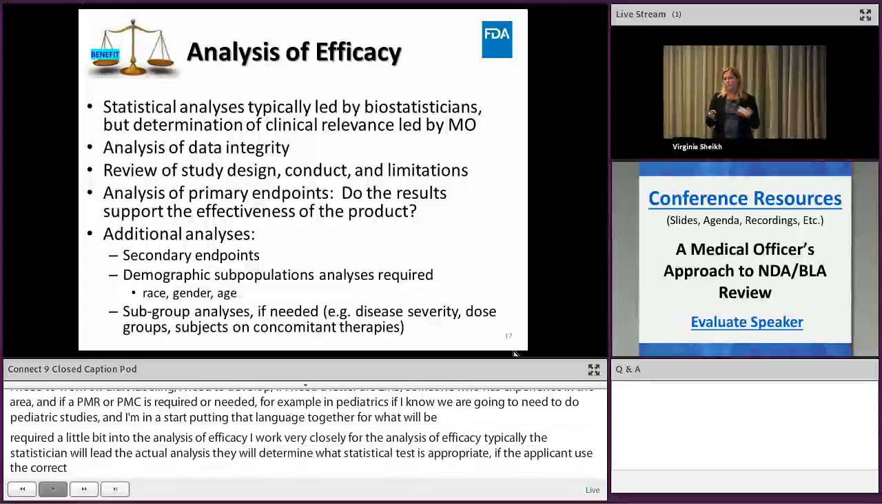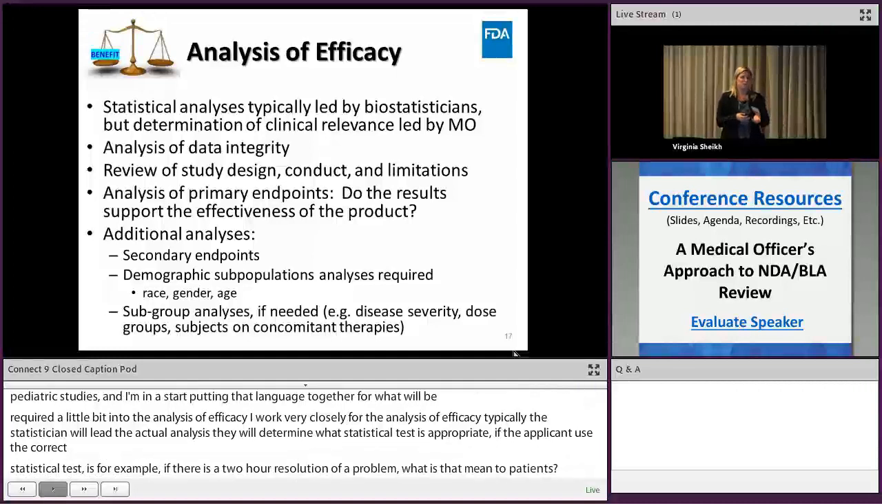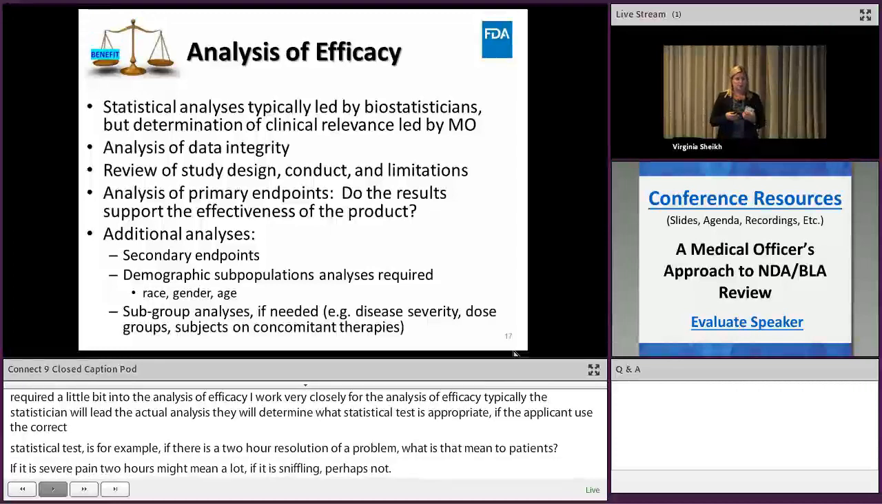So for example, if they demonstrate that there's a 2-hour earlier resolution of a problem, it's my job to say, what does that mean to patients? Because obviously if it's severe pain, 2 hours might mean a lot, but if it's sniffling, perhaps not. So it's my job to use my clinical expertise to help put all this data into context.